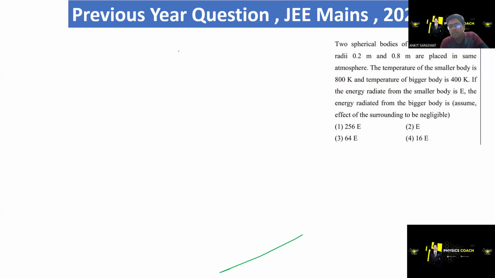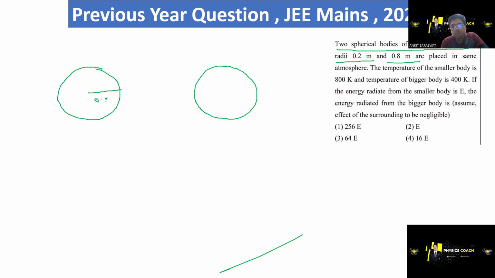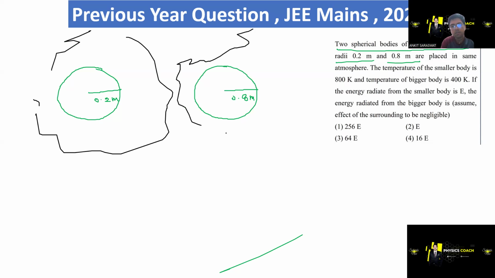So hi everyone, let's read this question first. Two spherical bodies of same material having radii 0.2 meter and 0.8 meter are placed in the same atmosphere. So there are two spherical bodies here. One spherical body having the radius 0.2 meter, one more spherical body having the radius 0.8 meter, are placed in the same atmosphere, means same environment. They are placed in the same environment, okay, like this.